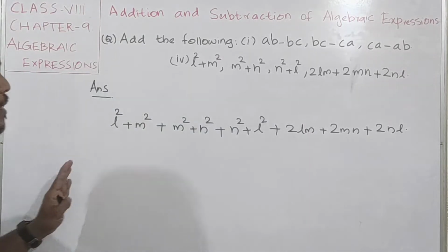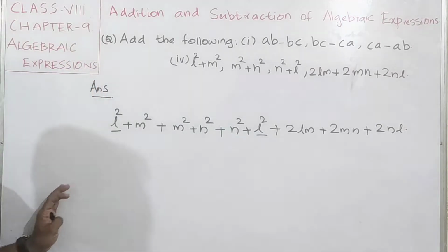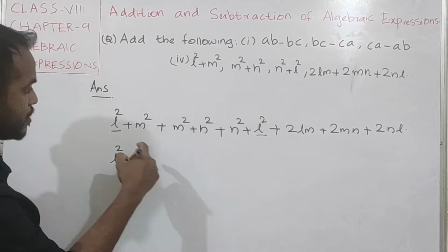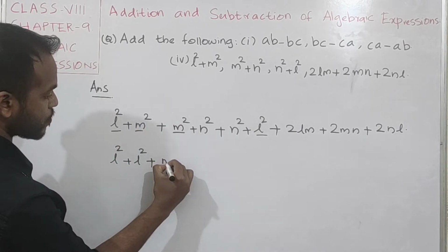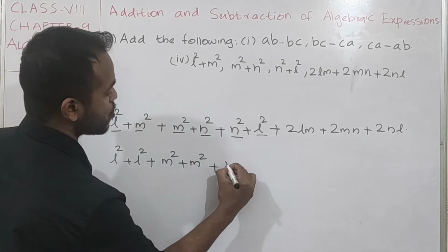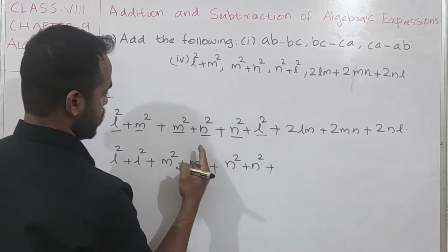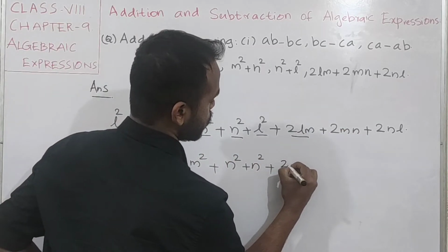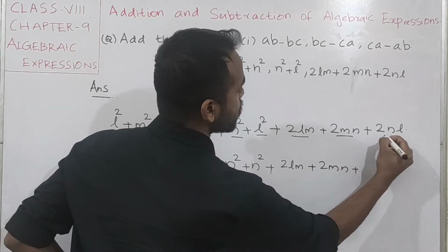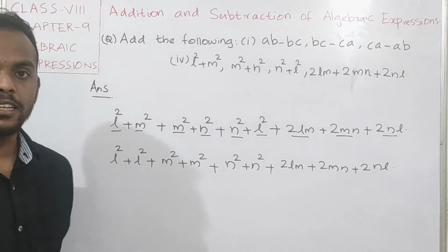Now, are there any like terms? Yes, there is a L square and L square. So we'll rewrite it as L square plus L square plus, then there is 2M square. So we'll write M square plus M square. Then there is N square, another N square. So N square plus N square. Then the remaining terms 2LM, then plus 2MN plus 2NL.